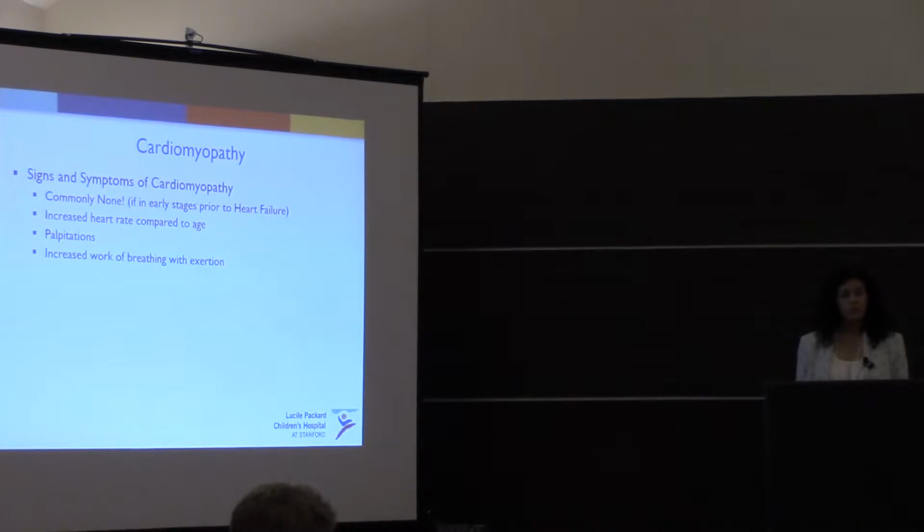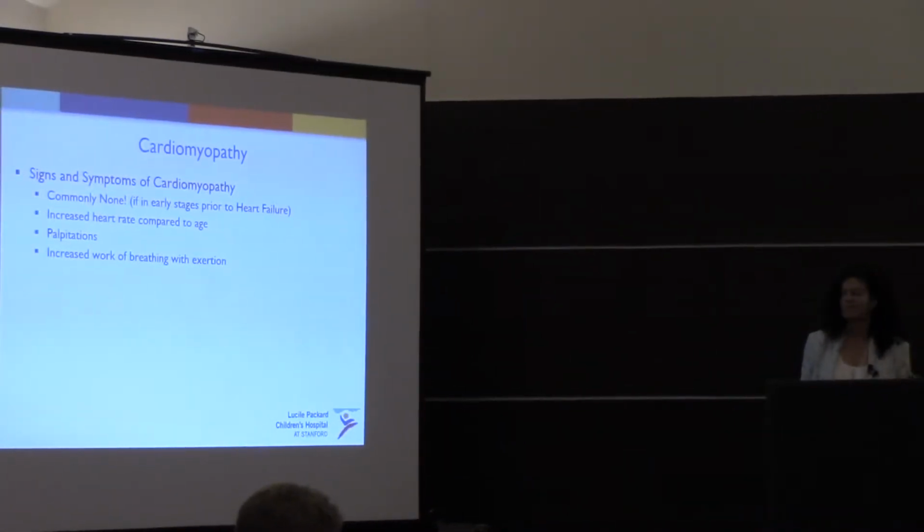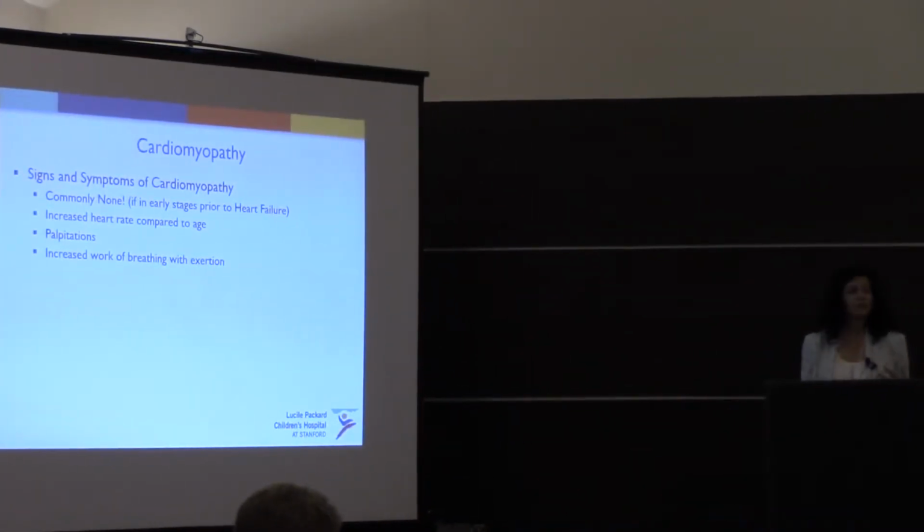Sometimes we can see the heart rate start to rise. If there are problems, typically at a further progressed stage, you can have palpitations, abnormal electrical activity of the heart, and you could have some increased work of breathing with exertion. And of course, exertion is all relative to your child. What is exertional for your child?